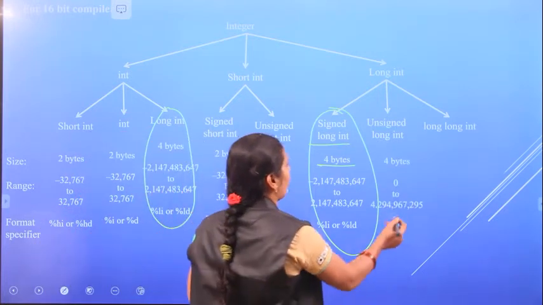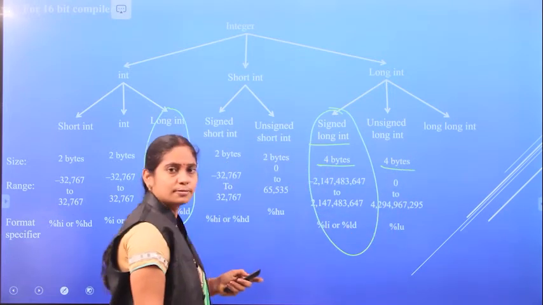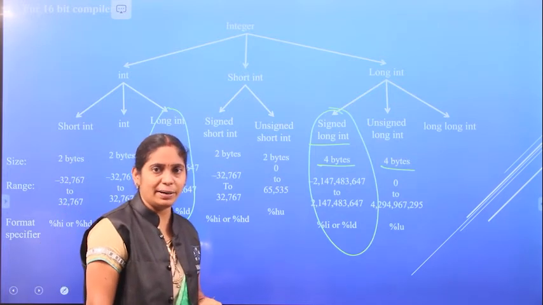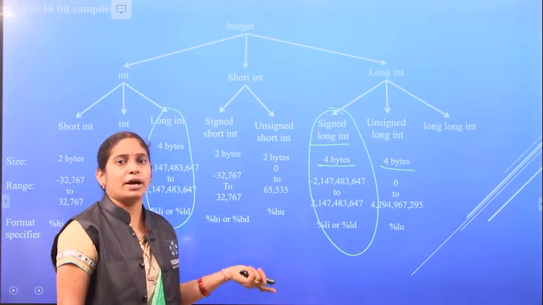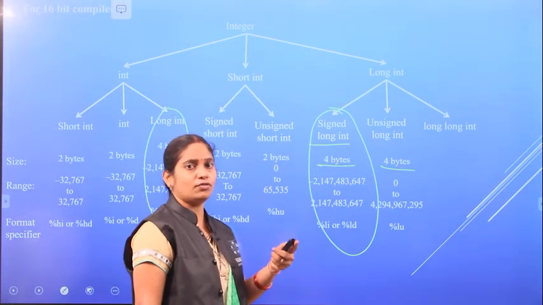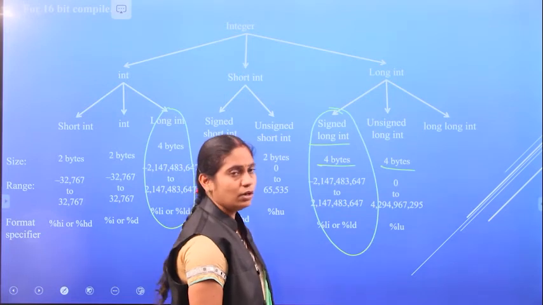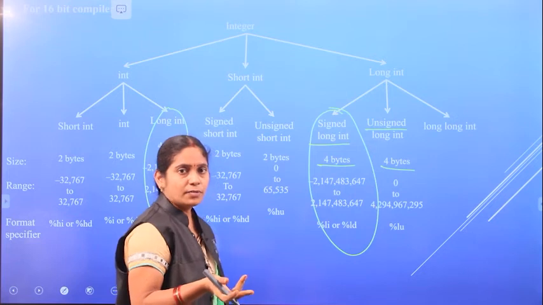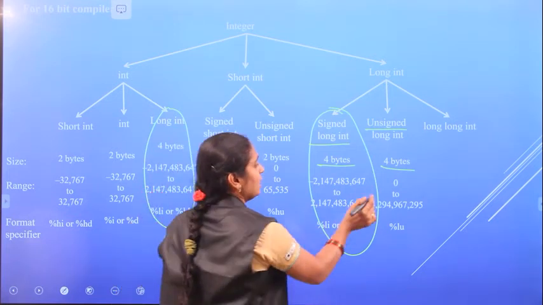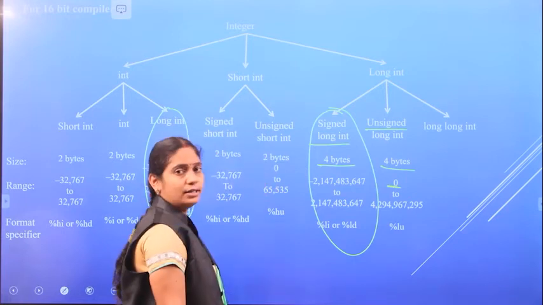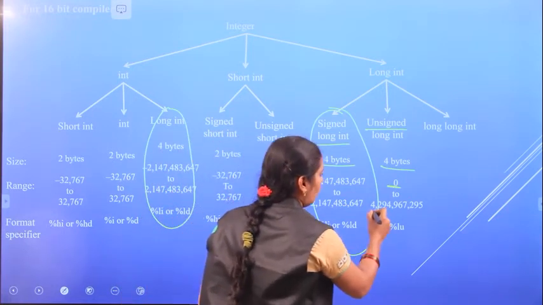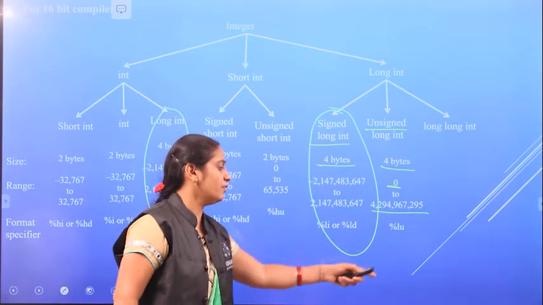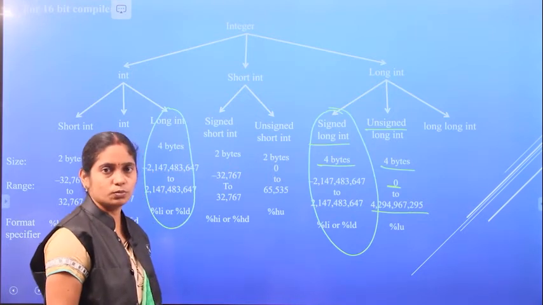Because if nothing is specified, that will be treated as signed form. Then coming to the unsigned form, the size is the same, only 4 bytes. Then how to identify the range? 4 bytes means each byte equals 8 bits, so 4 bytes means 32 bits. When finding the range, we should take the value of 2 to the power of 32. Here it is unsigned, which means there is no sign. If there is no sign, all the values are positive only. So we start here from 0, 0 to 4294967295. And here the format specifier is %lu.